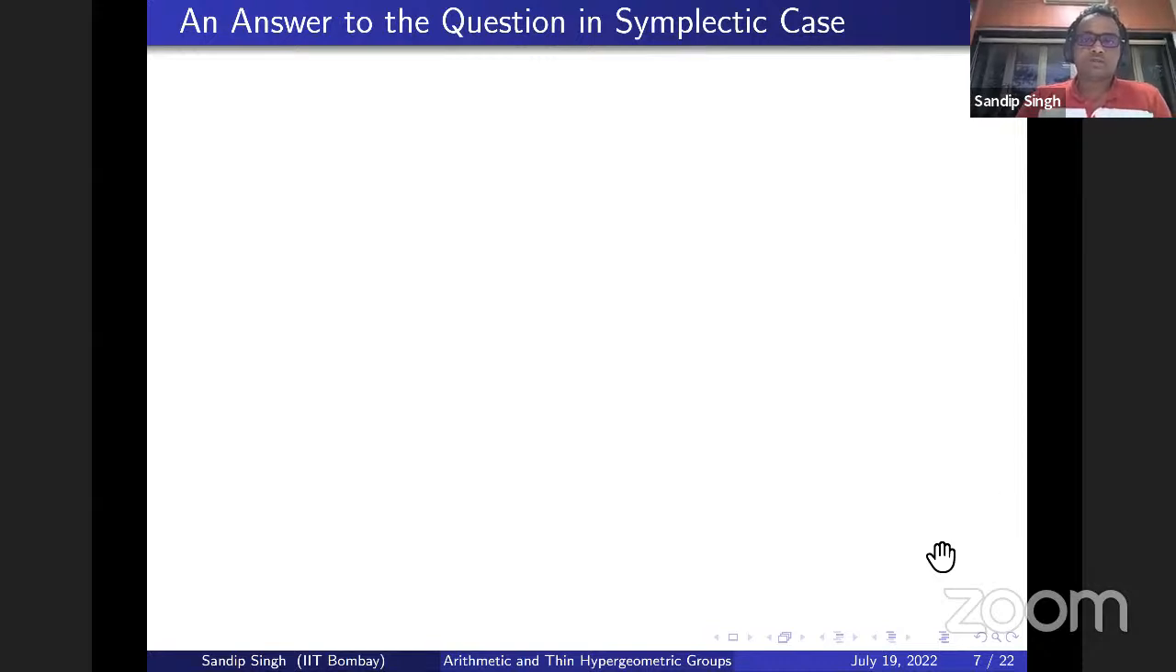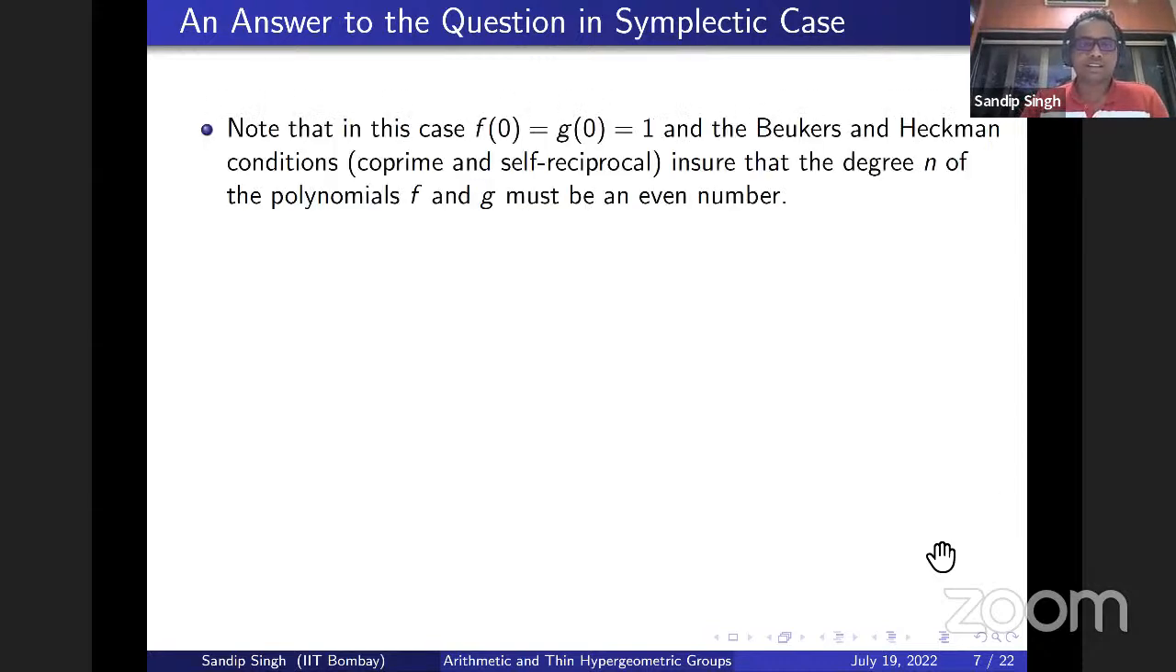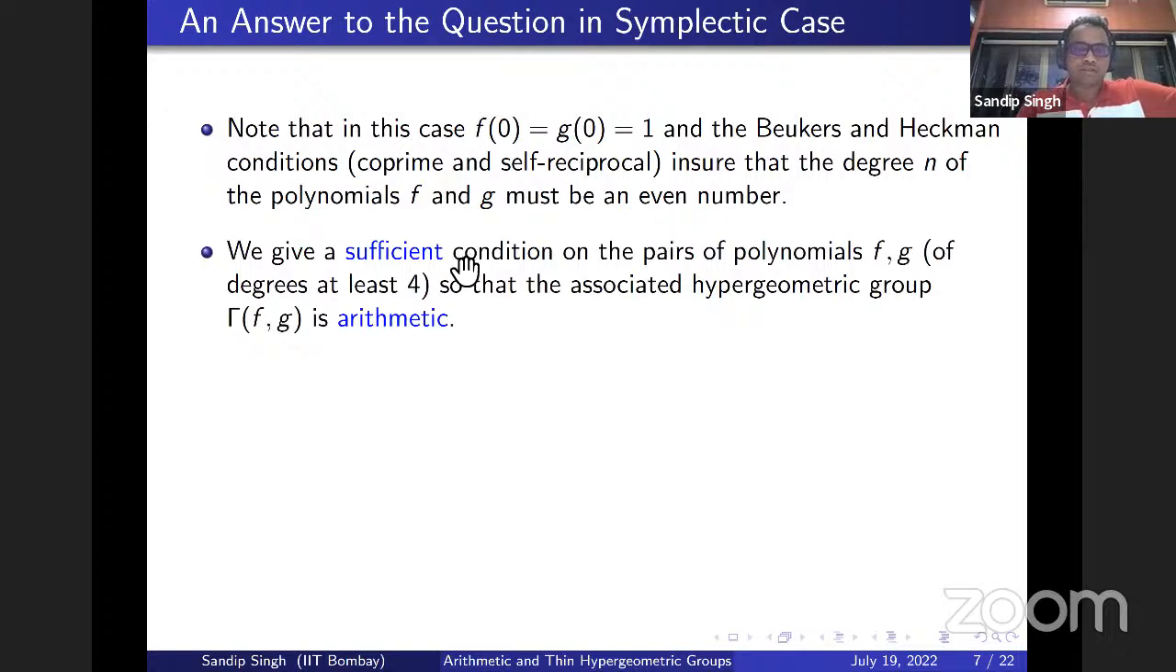Here is an answer to that question in the symplectic case. Note that in this case, f0 is equal to g0 is equal to 1. The constant terms of both polynomials are 1. And Beukers and Heckman's conditions, coprime and self-reciprocal, ensure that the degree n of the polynomials f and g must be an even number. Then we give a sufficient condition on the pairs of polynomials fg of degrees at least 4, so that the associated hypergeometric group gamma fg is arithmetic.